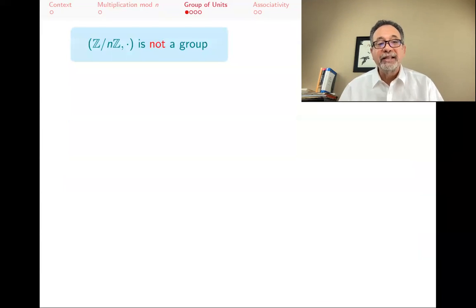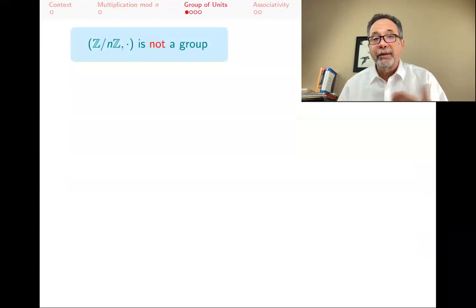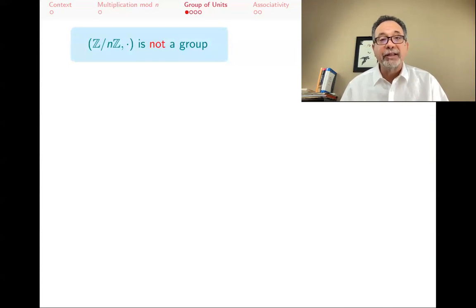What we just decided is that Z mod nZ with multiplication is not a group. You don't get inverses necessarily. Well, actually, 0 will never have an inverse, because 0 times everything is 0. It's never equal to 1. But it seemed like, at least in some cases, some other elements don't have inverses either, and that's a problem.